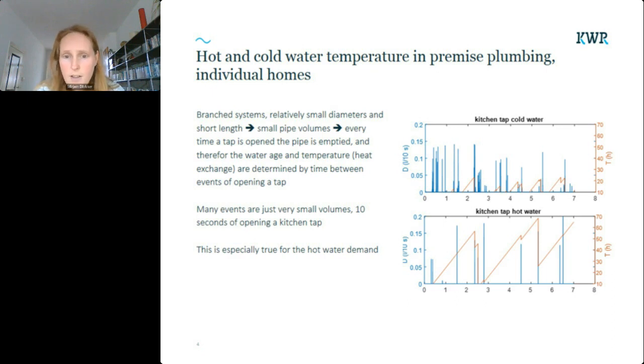The lower figure shows the same thing, but for the hot water side of the kitchen tap. That's typically used a lot less often, especially if people have a dishwasher installed. And you can see that water age could be quite high. It can be up to almost 70 hours. So there's quite some stagnancy possible, with potential Legionella and other things.